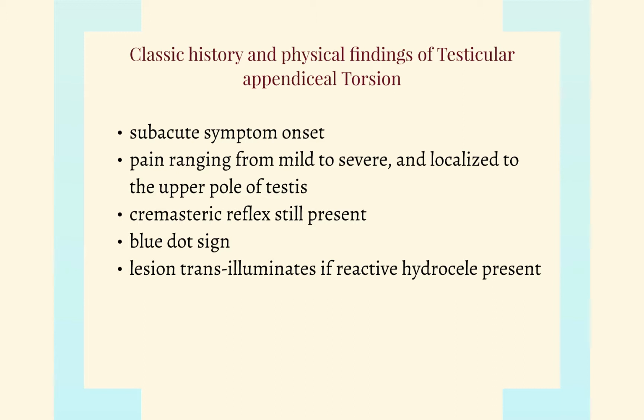The classic findings of testicular appendage torsion include subacute symptom onset with pain localized to the upper pole of testes, the cremasteric reflex still present unlike testicular torsion where it's lost, presence of the blue dot sign, and if reactive hydrocele forms, the lesion will transilluminate.